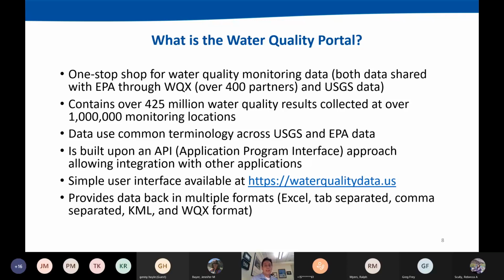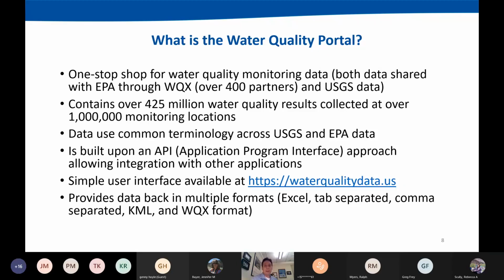The data use common terminology across USGS and EPA. That's a really big deal. If you've been around in this space for a long time, you probably do remember that prior to about 2010, 2011, if you wanted USGS data and EPA data, you would have to do all kinds of work to try to get that data in a common format.